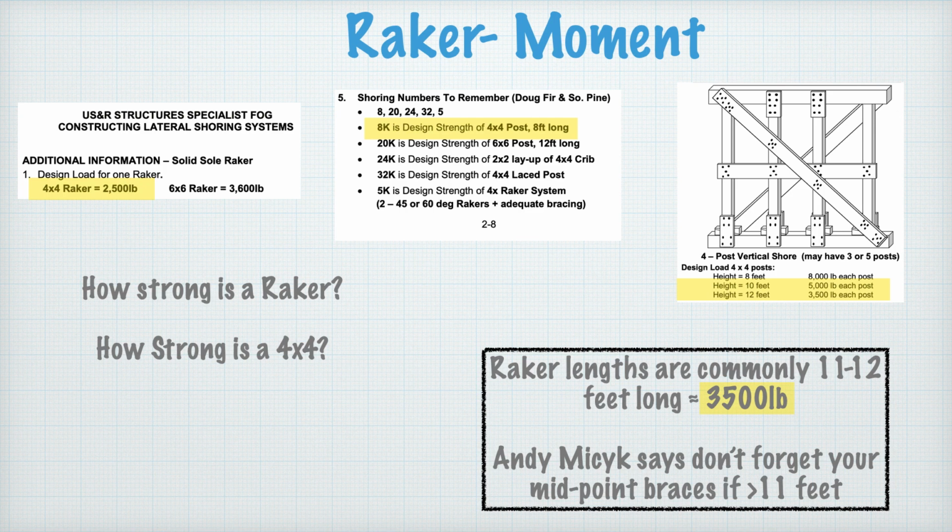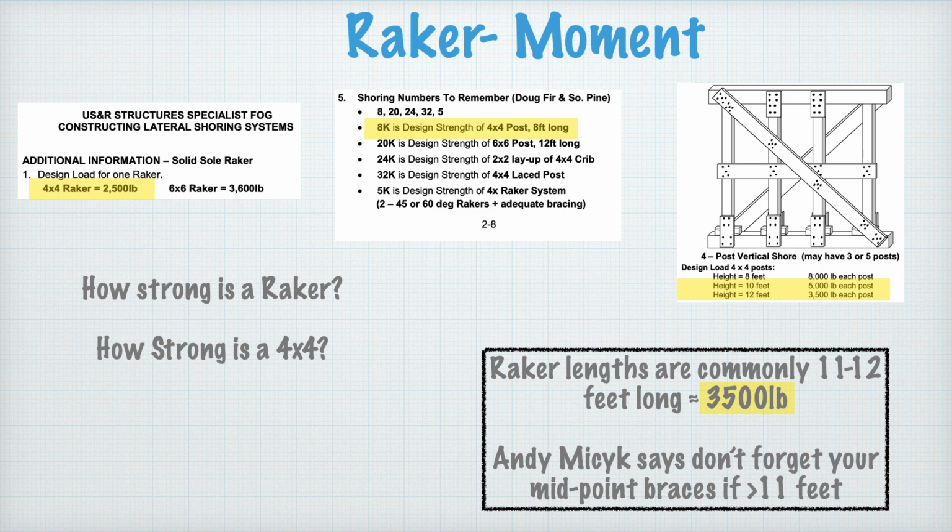So how strong is a raker? And how strong are our 4x4s? Well, if we look at the excerpt from the FOG, which is the field operations guide for the structural engineers, we can see that they identify the design load for one raker to be 2,500 pounds. All right, so that's handy to know and keep in our back pocket.